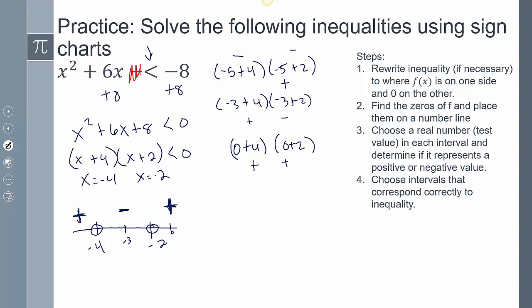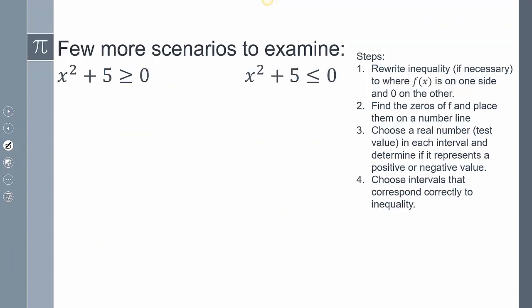And so it wants numbers that are less than 0. And so for step 4, choosing an interval that corresponds correctly to the inequality, it's going to be every value here in between. And so that's going to be my answer. And so the answer is going to be negative 4, negative 2.